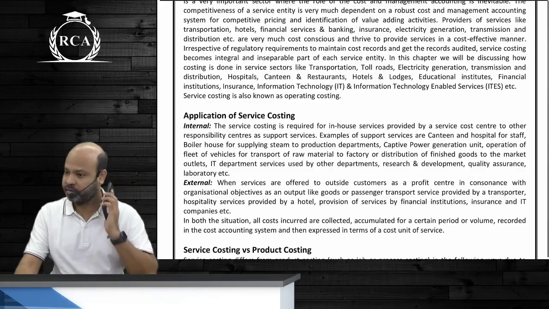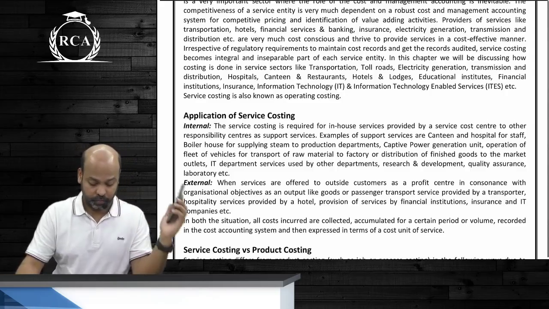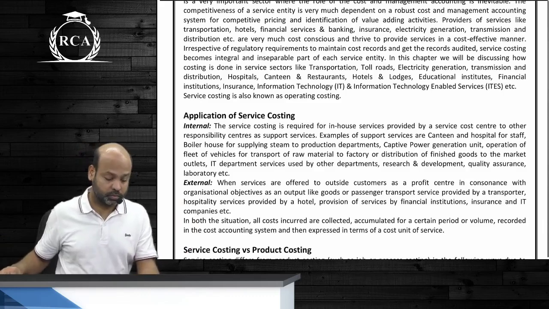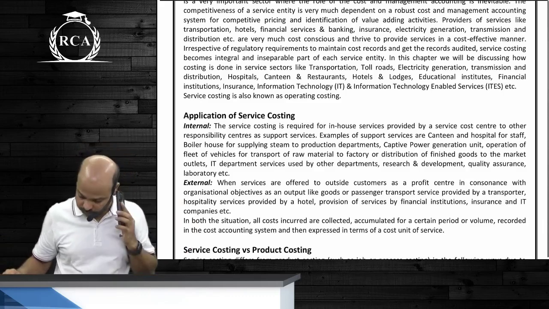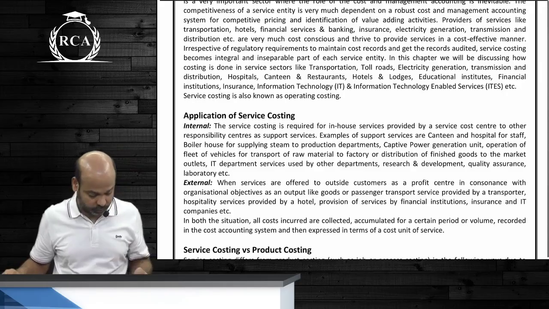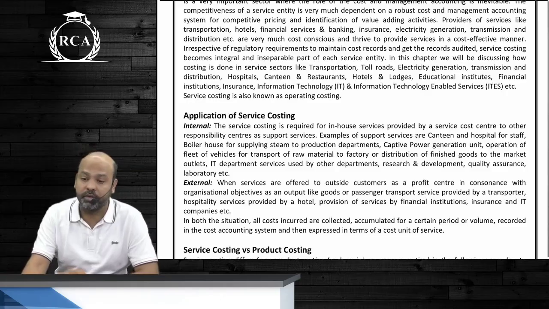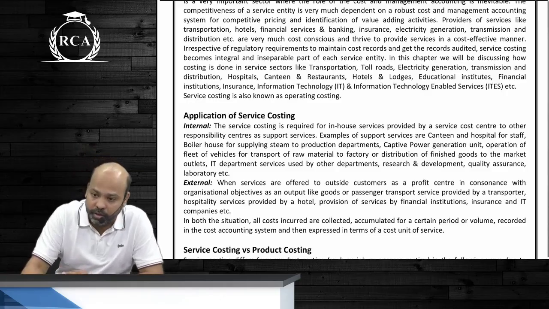Any doubt in this, guys? So, are we all clear about these differences? Any doubt in this part, guys?